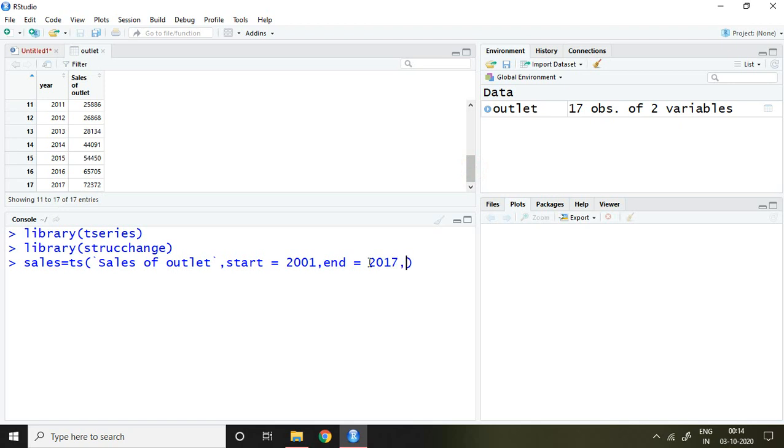This is annual data, that's why in frequency I write here 1 and enter. So instead of considering sales of outlet, now I'll consider sales as the series for testing this Bai and Perron test.